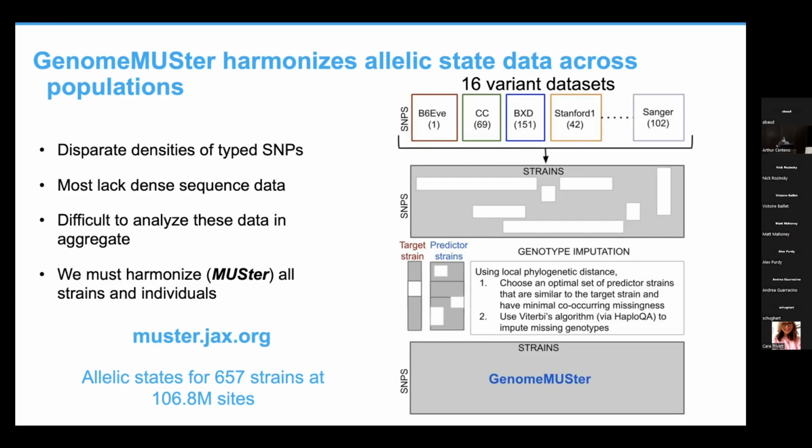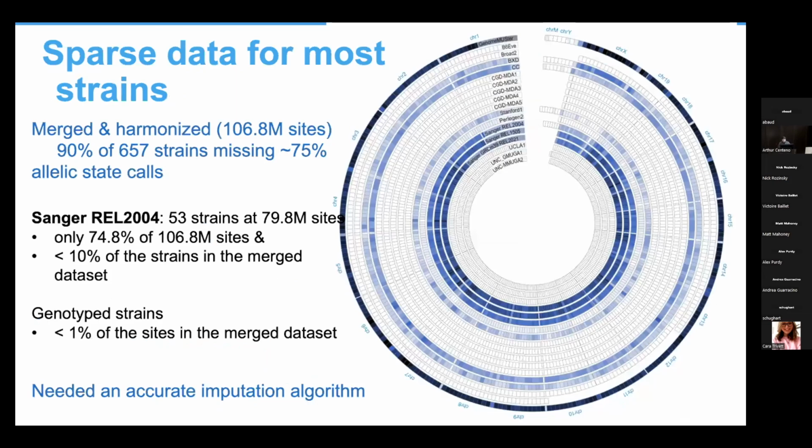And you can access it at muster.jax.org. So we have allelic states for 657 strains across 106.8 million sites. This is really to show you the situation once we merge the data together. What you're seeing here, each of these rings in the circle is a data set that was incorporated into GenomeMUSter. And this is just talking about the merged set, not the imputed set.